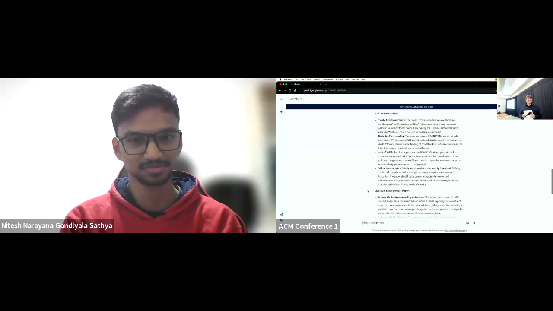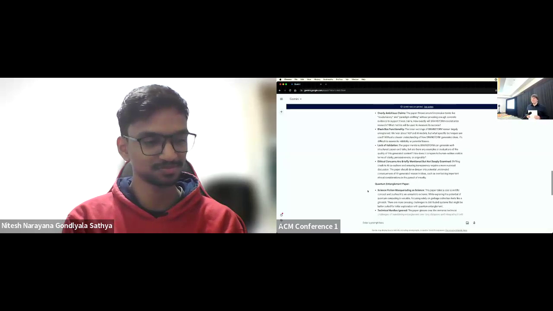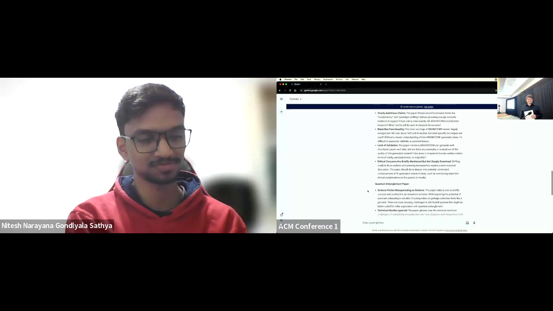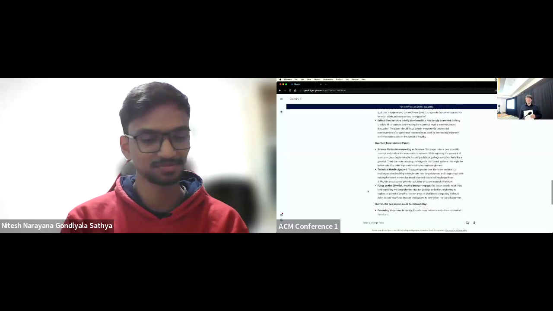It has black box functionality. The inner workings of brainstorm remain largely unexplained. Lack of validation. The paper mentions brainstorm can generate well-structured papers and talks, but these are not validated. Ethical concerns are briefly mentioned, but not deeply examined.